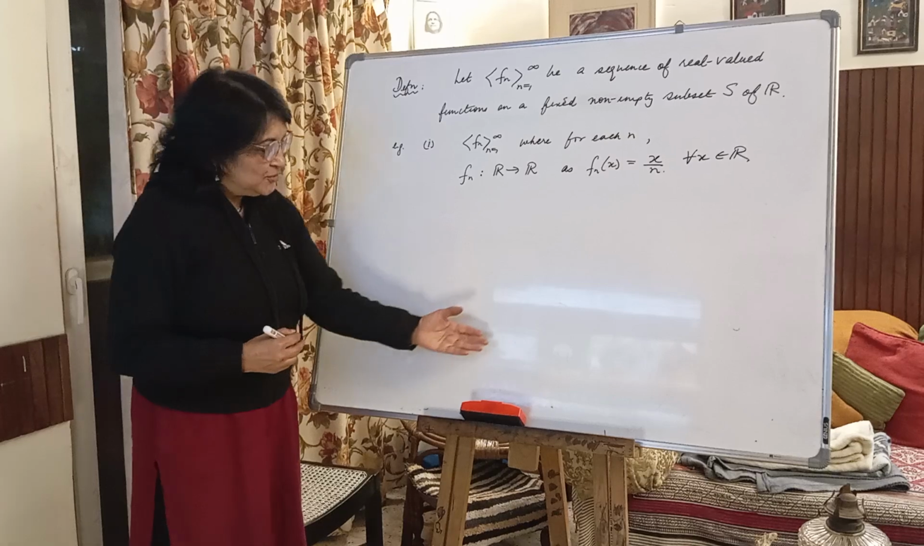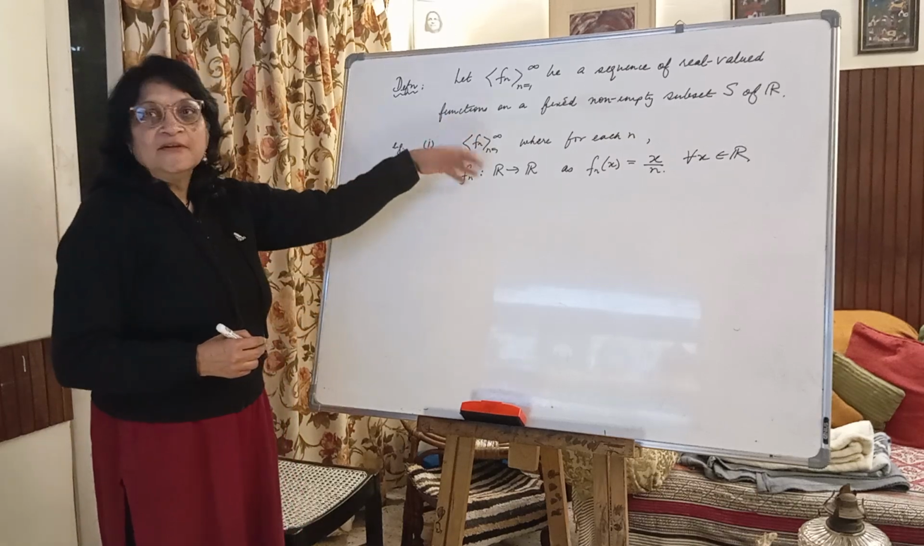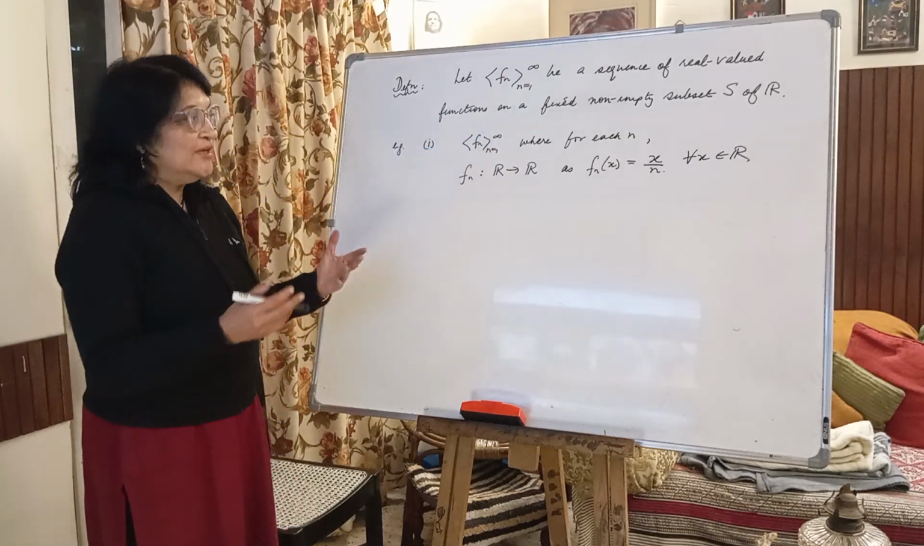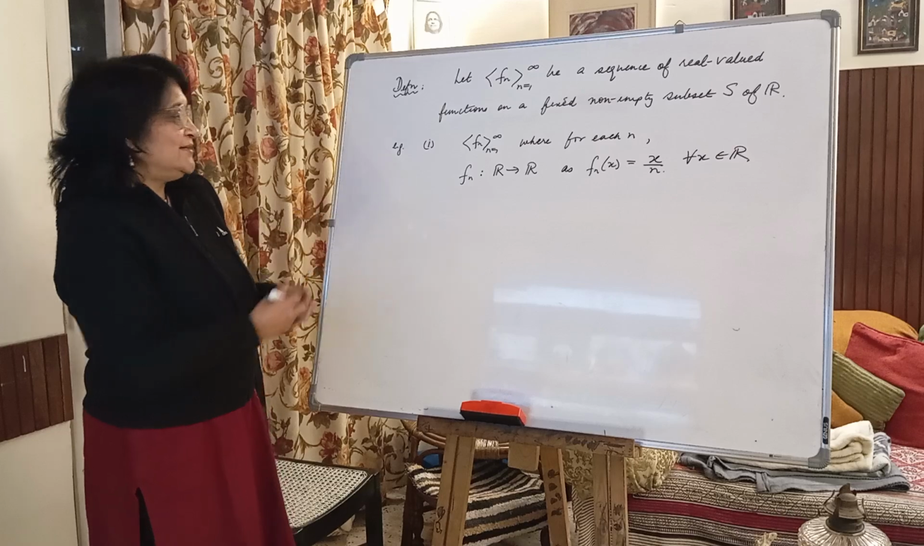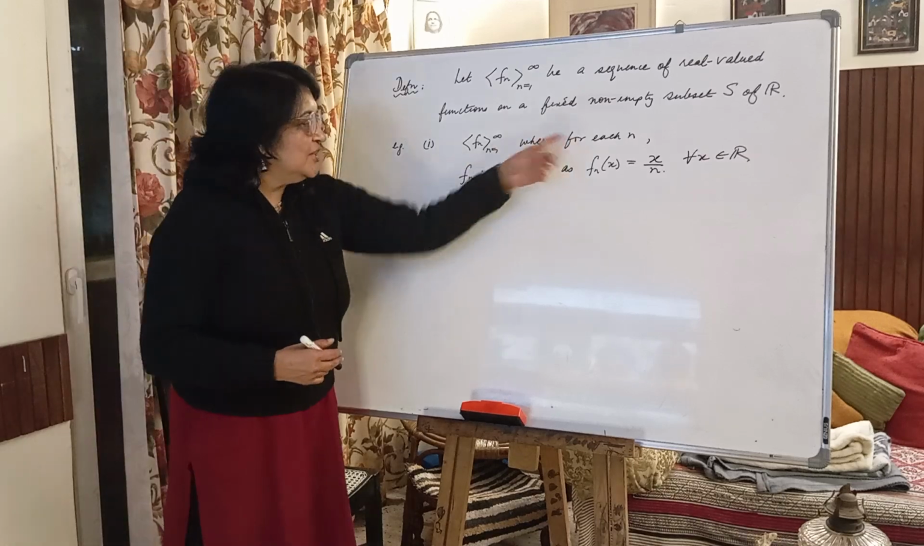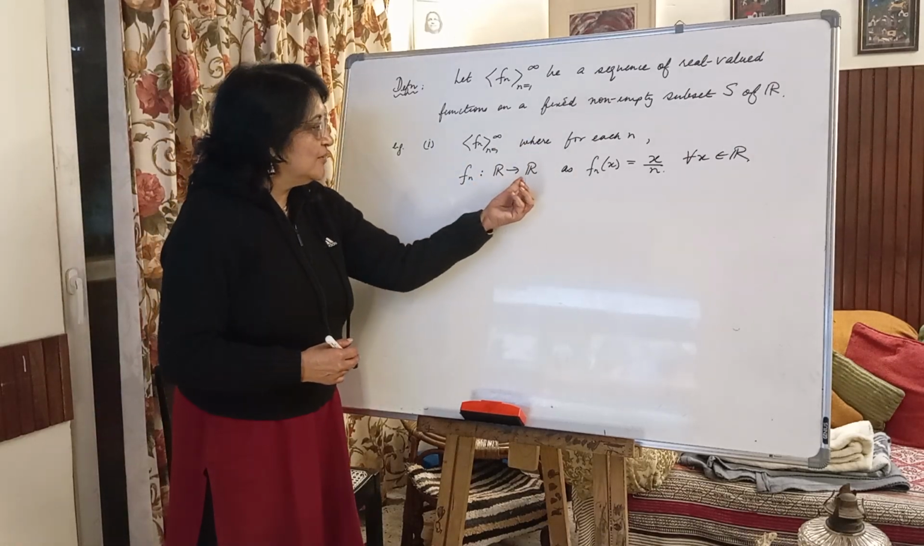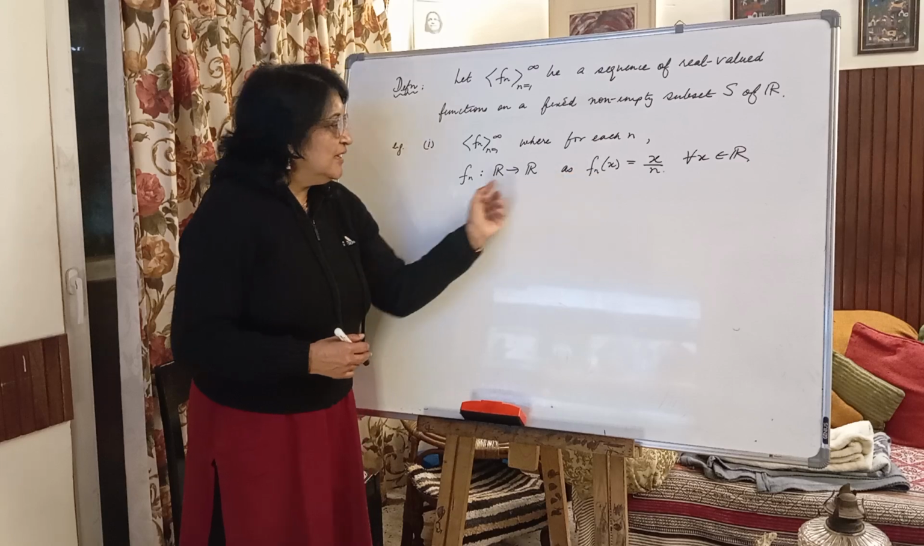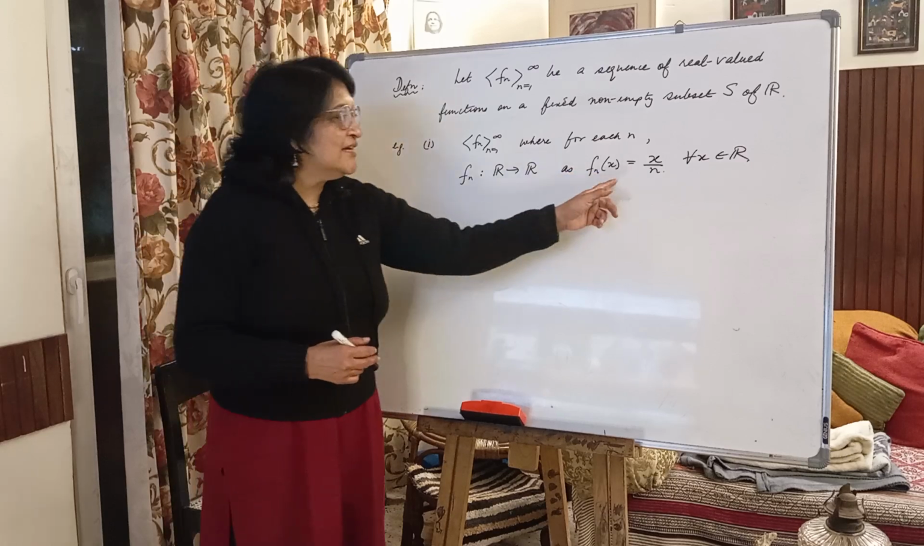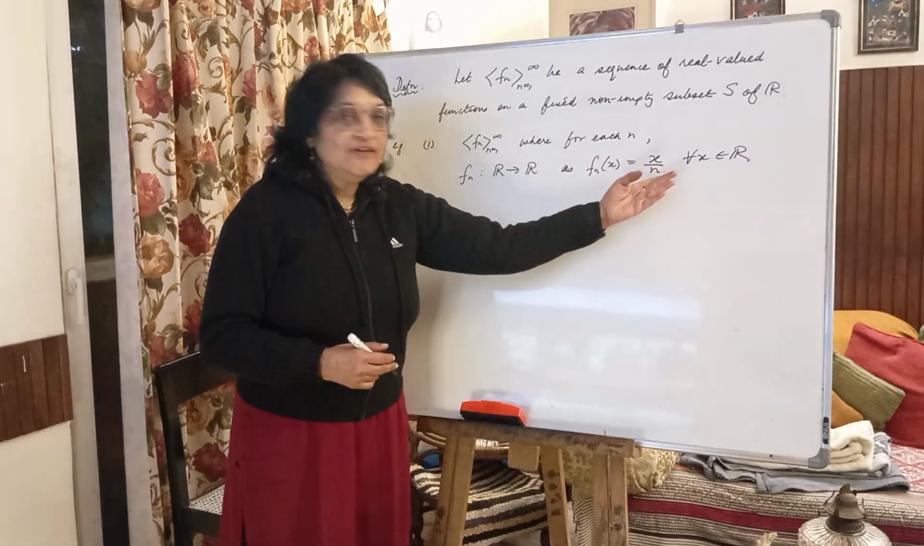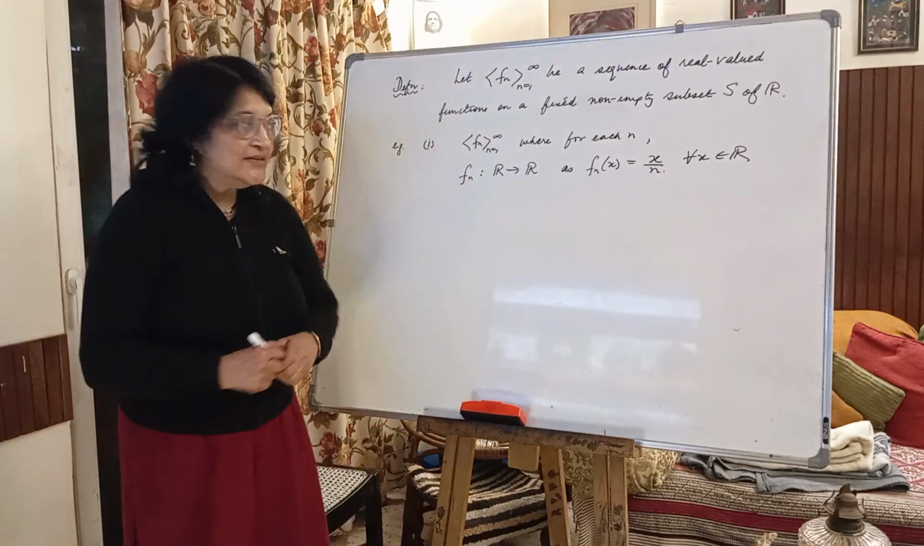We still have to say more in the definition, but right now I am just explaining through these two examples what this looks like. So for each n, Fn is a function mapping R to R given by this formula. Fn of any x is x by n. This is defined for all real x's. So the domain is the whole of R.